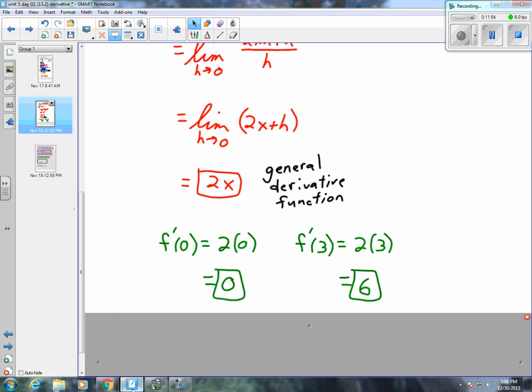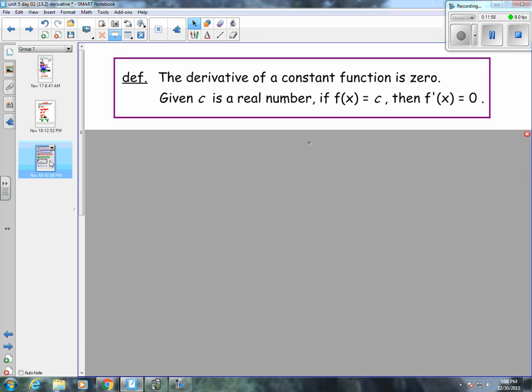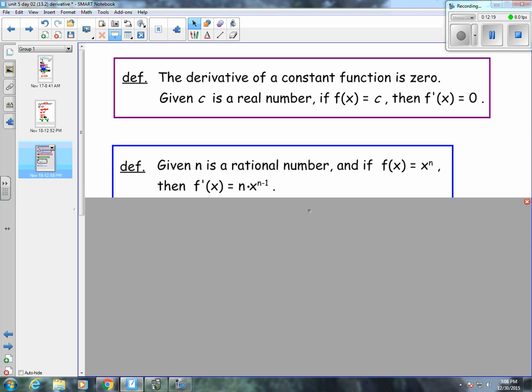And that's it. Okay, so one last thing we need to talk about, some definitions. First off, the derivative of a constant function is 0. If you visualize a constant function like y equals 4, that's a horizontal line. You pick any point on that line, and the tangent to that will be the line itself, which has a 0 slope. So that should make sense.